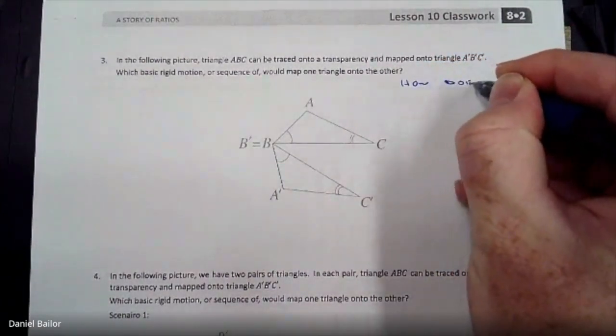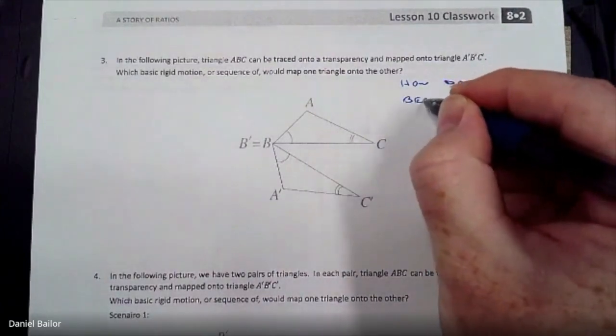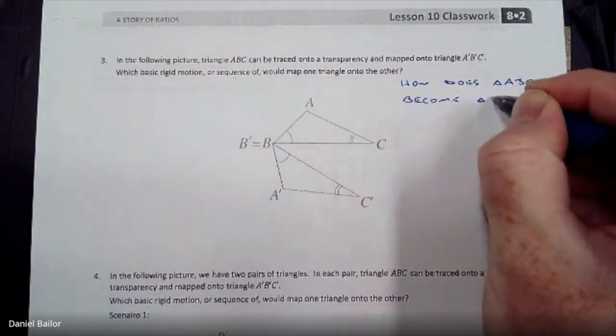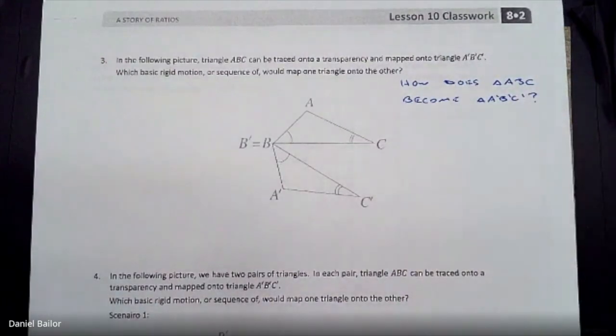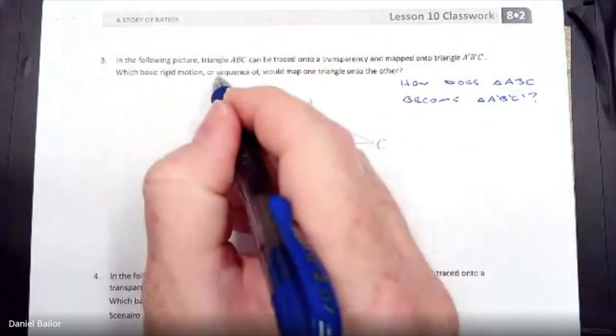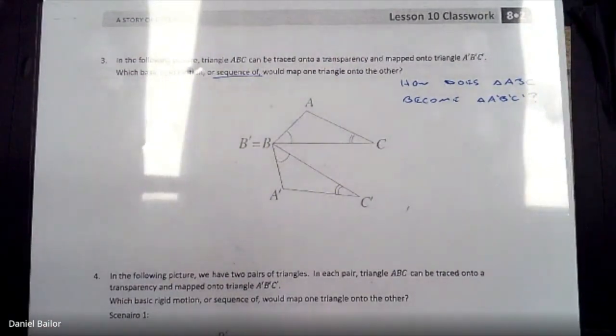How does triangle ABC become triangle A prime, B prime, C prime? How does one move on to the other? So I'm going to tell you right now, it is not just one rigid motion. This is going to be a sequence, more than one. Let's get the transparency and trace it so that you can see what I'm talking about.